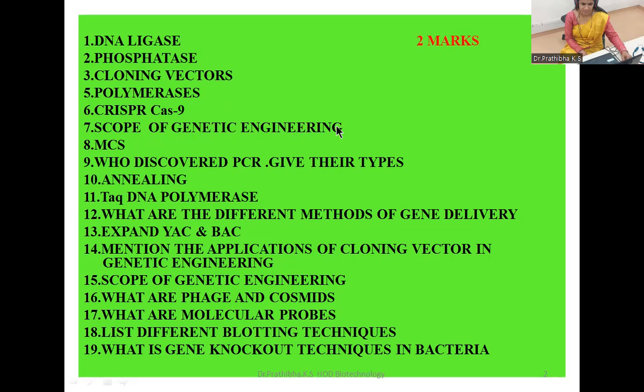Then scope of genetic engineering, MCS, that is multiple cloning sites. This MCS comes in your pUC vector. Please go through that one. Who discovered PCR? Give its types. Who discovered or who proposed this PCR? Then any 2 types, that is more than enough.